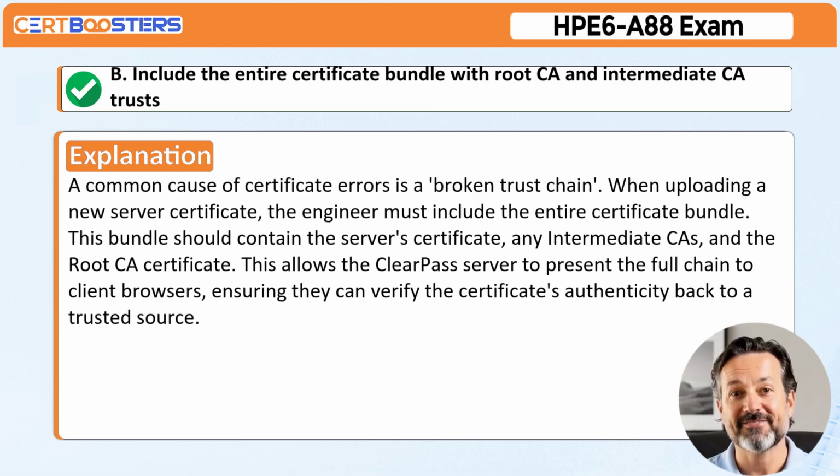Include the entire certificate bundle with root CA and intermediate CA trusts. Explanation. A common cause of certificate errors is a broken trust chain. When uploading a new server certificate, the engineer must include the entire certificate bundle. This bundle should contain the server's certificate, any intermediate CAs, and the root CA certificate. This allows the ClearPass server to present the full chain to client browsers, ensuring they can verify the certificate's authenticity back to a trusted source.